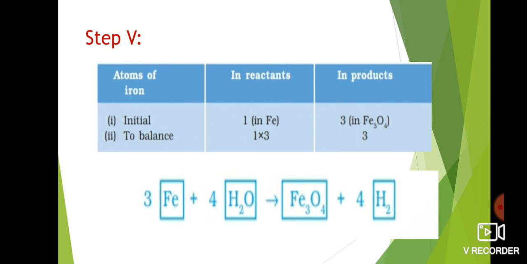See this equation: 3Fe plus 4H2O gives rise to Fe3O4 plus 4H2. Here 3Fe. In the Fe3O4, the 3 present as a subscript also means 3 iron atoms. Next, hydrogen. There are 4 twos, meaning 8 hydrogen atoms in the reactant side. In the product, 8 hydrogen atoms are present. Next, oxygen. Here 4 oxygen atoms in the reactant side, and in the product side also O4, the 4 that exists in the subscript, meaning also 4 oxygen atoms.